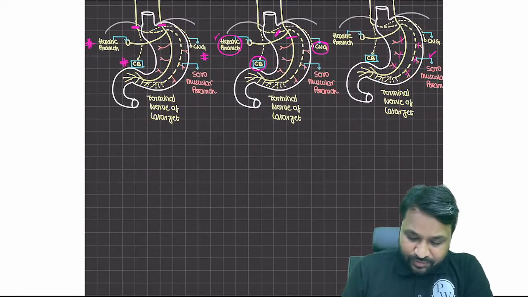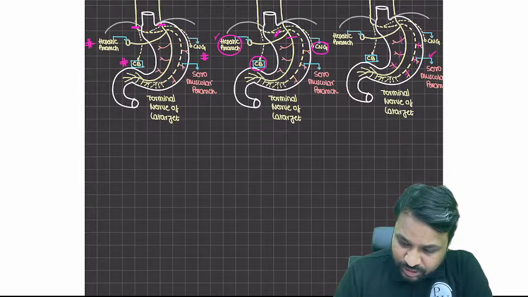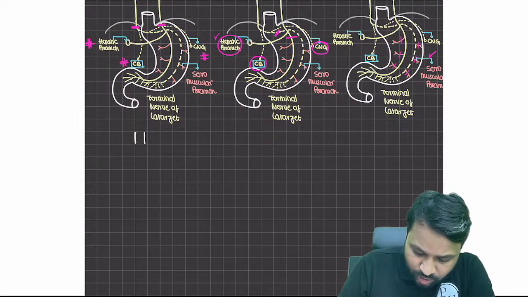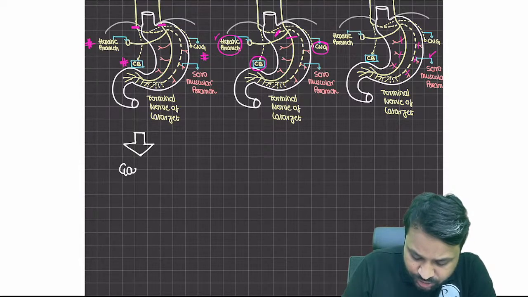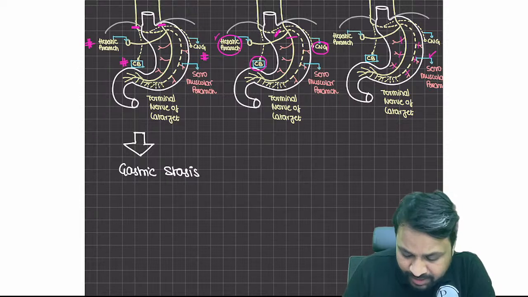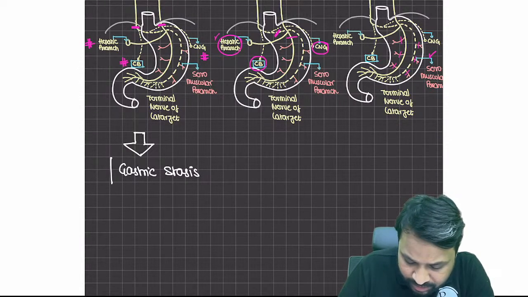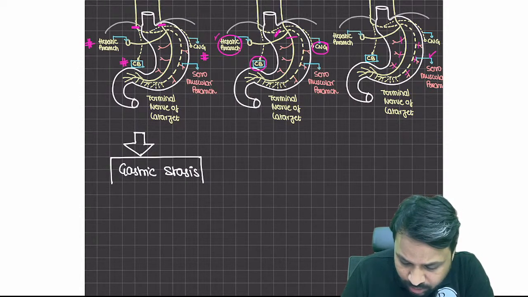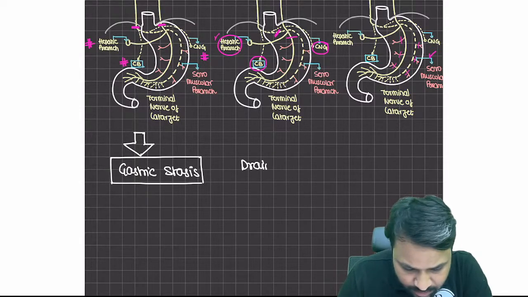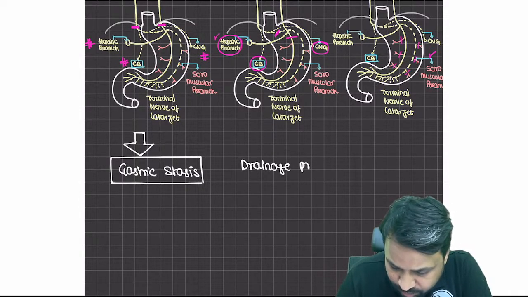Just for the sake of understanding, whenever you're doing a truncal vagotomy, it is known to result in the development of gastric stasis, because the sphincter will not relax. Now to overcome gastric stasis, you need to do something called a drainage procedure, right? You have to do something called a drainage procedure.